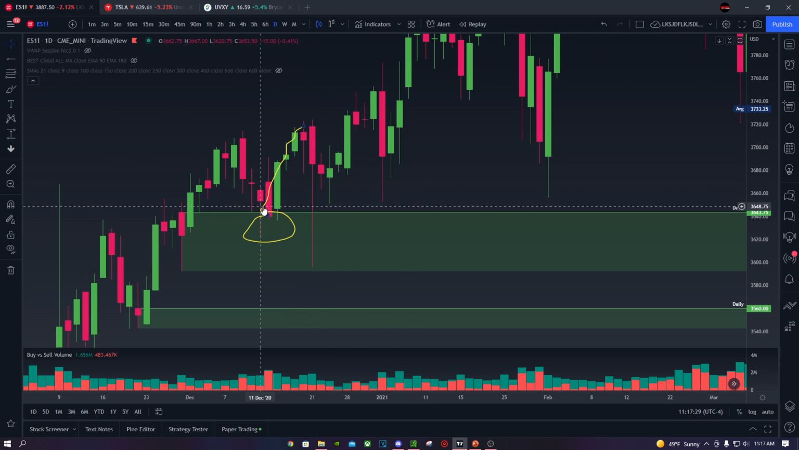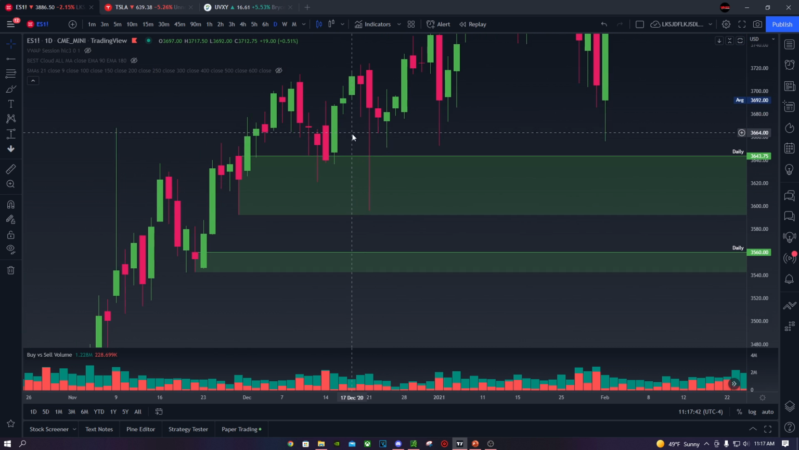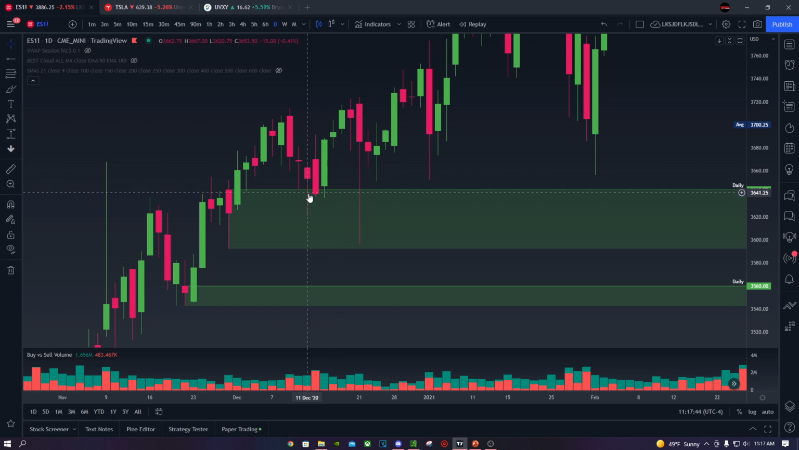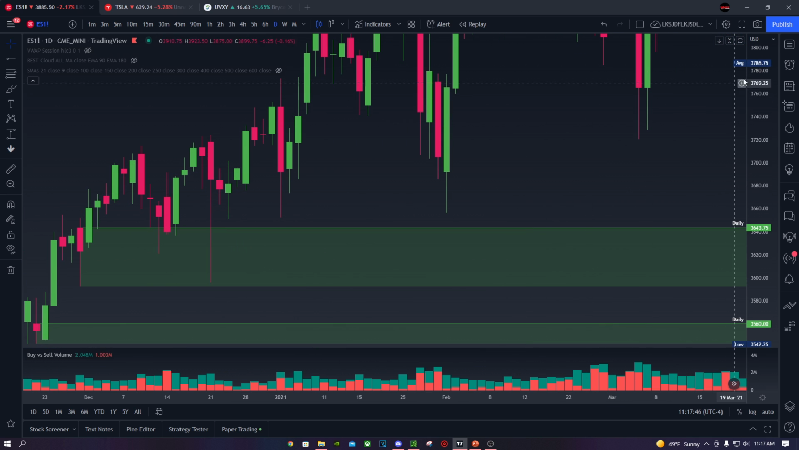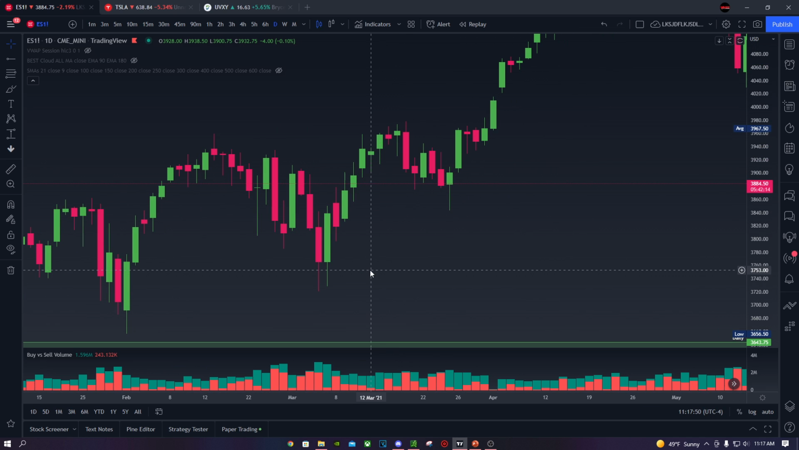So it doesn't look like the best zone. This is a pretty big candle, so it's not really the best basing candle. A basing candle would be more like a doji candle, but we did bounce off this zone, so it's looking like it could be a good zone. But let's look at more where the price is at right now.